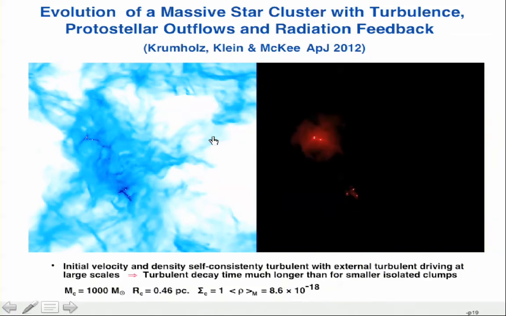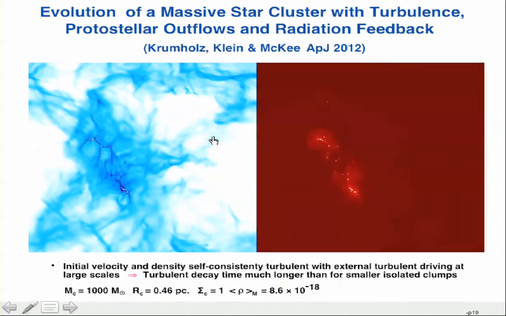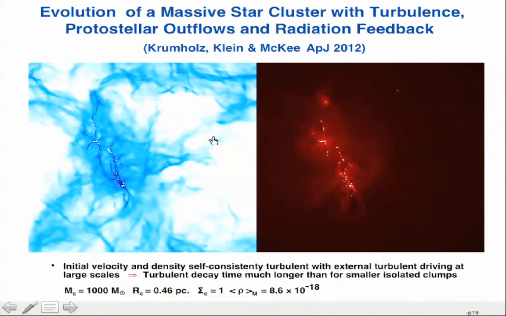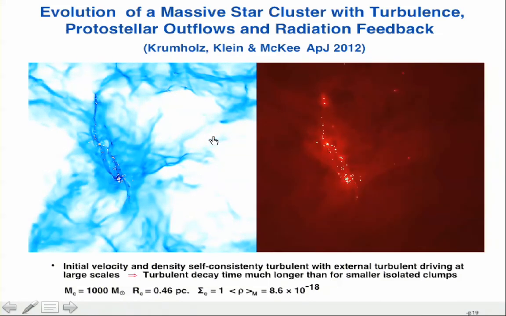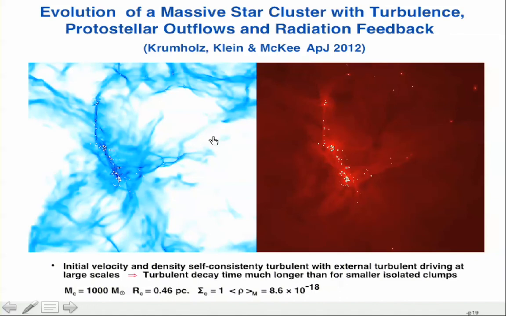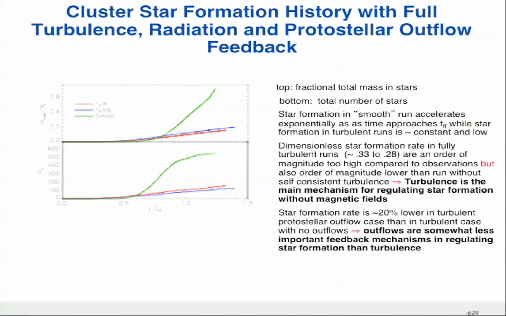As this cloud begins to evolve with all this feedback in it, we start to again have radiative feedback, but now the radiative feedback has much less of an effect in heating the overall cluster. And so we can study the cluster star formation history with full turbulence, radiation, and protostellar outflow feedback, all self-consistent. Let's just concentrate on this top graph here.